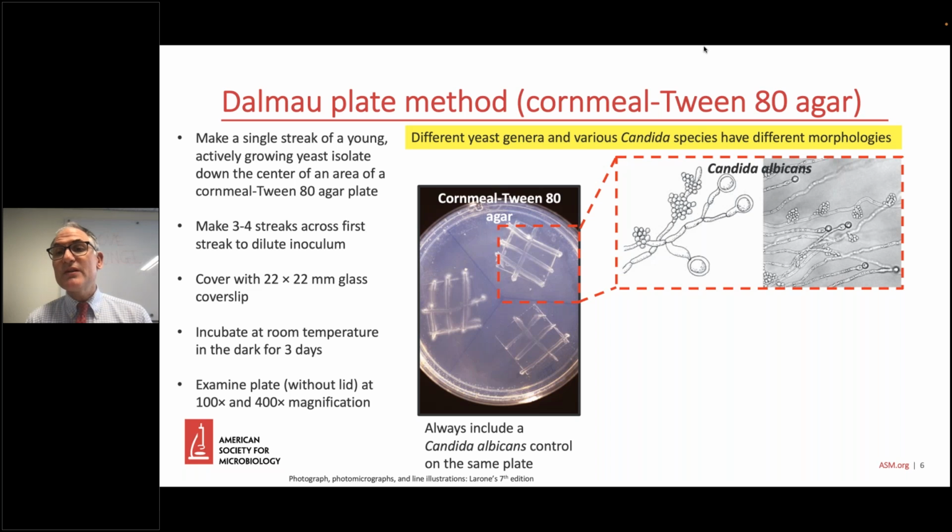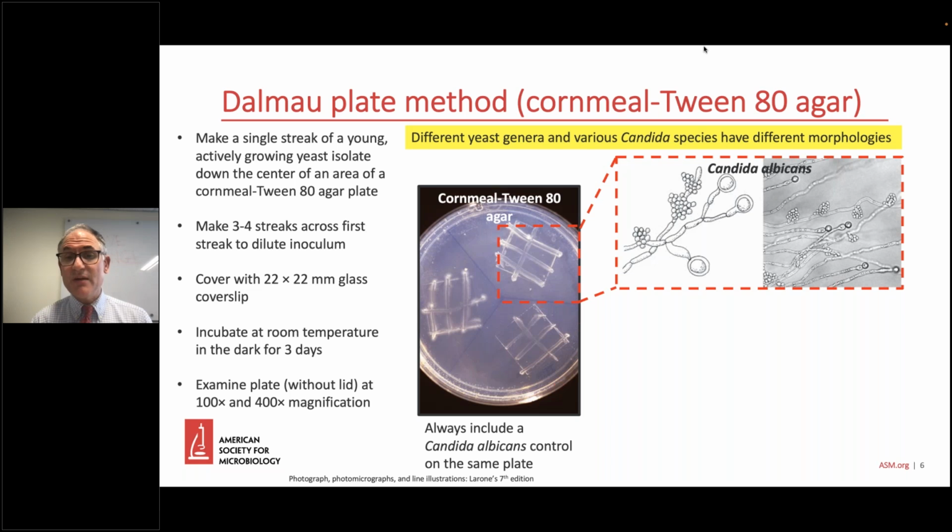Then we look at the microscopic images that we see. Here I'm showing an example of what Candida albicans will produce. We'll see pseudohyphae, true hyphae, budding yeast, and these large terminal chlamydospores.